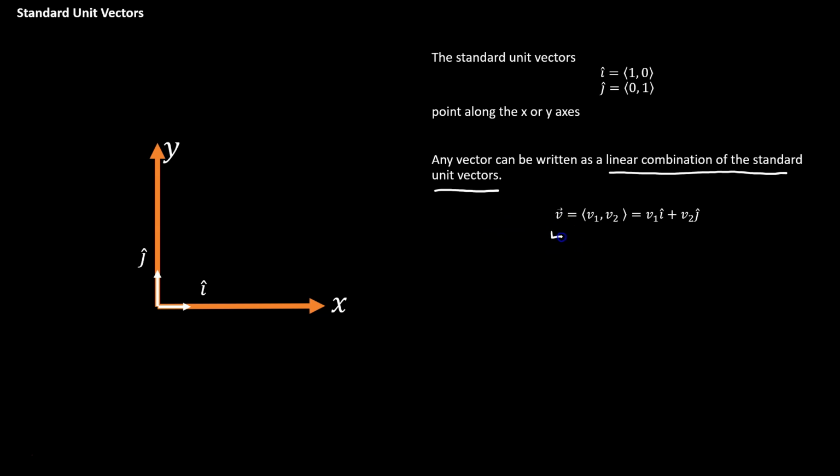If you know the components of your vector v, you're just going to take the x component, which I'm going to call v1, and you're going to put that as a coefficient on the I hat standard unit vector. Then the y component of our vector v, we'll call that v2. We'll put that as a coefficient on the j hat standard unit vector. And if we put a plus sign between them, that's what we're calling a linear combination of the standard unit vectors.